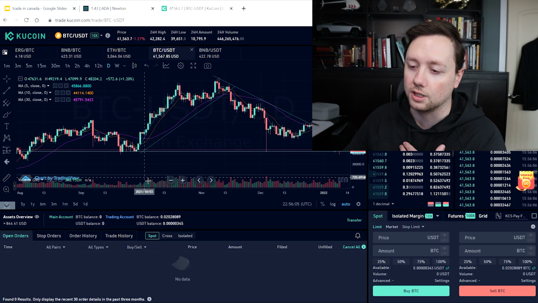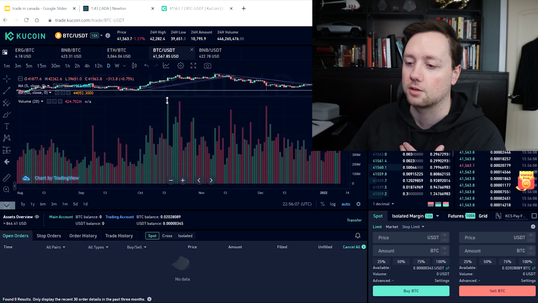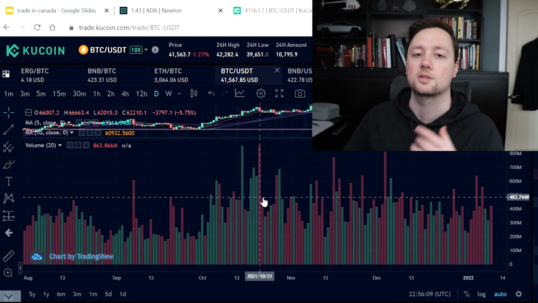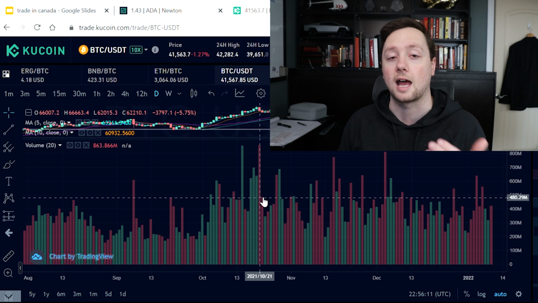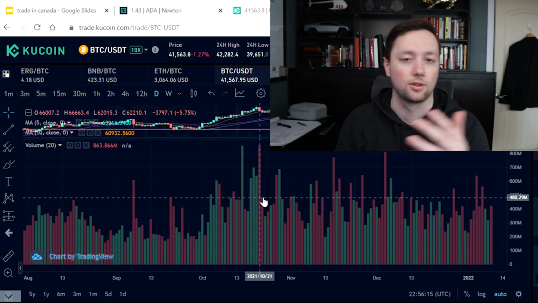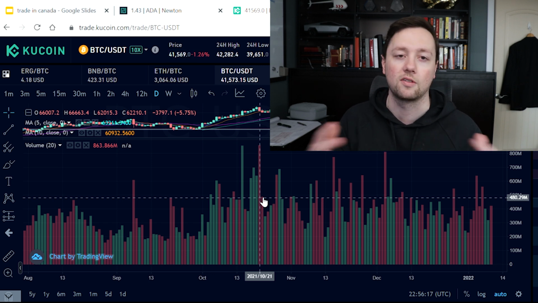And then these green and red bars at the bottom here, these are super important because this represents the volume. This represents how many Bitcoin are actually being traded in that day, or Ethereum or Cardano or Solana, whatever you're looking at.